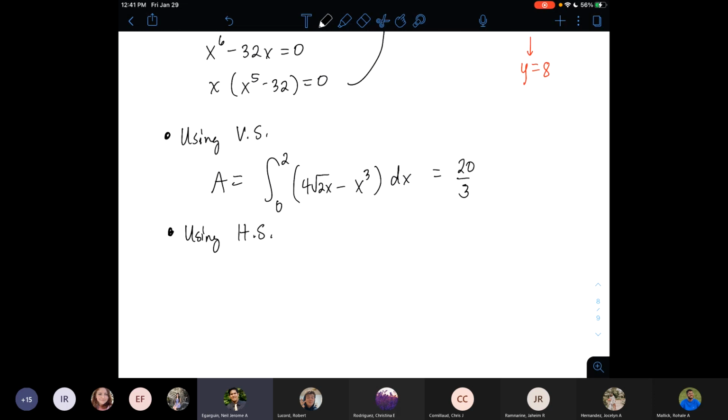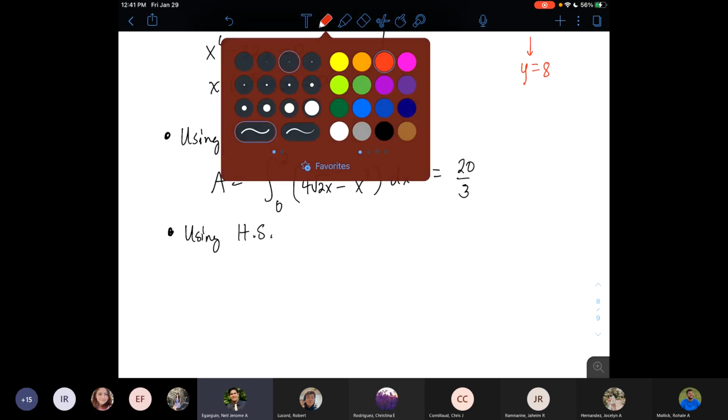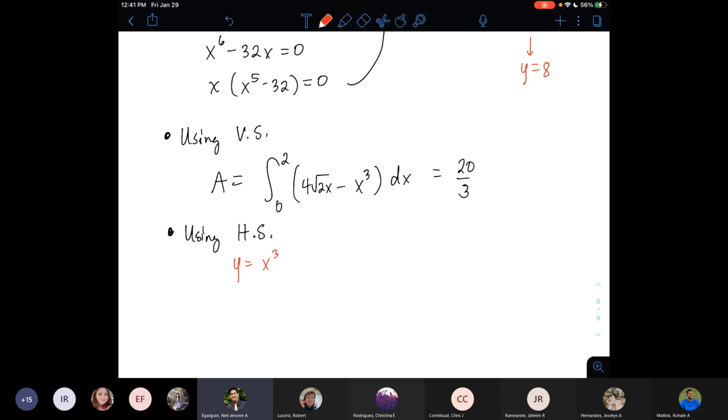But the problem with using horizontal strips is that it would go with a dy, and then the integrand should be expressed in terms of y. So we cannot use the functions in their current forms. So remember, the red function is y equals x cubed. If I want to use horizontal strips, I need to solve for x in terms of y.